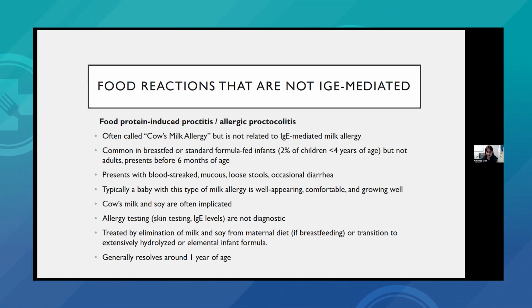Again, allergy testing, like the skin testing and IgE levels, are not diagnostic and aren't really helpful in this condition. The treatment is just eliminating milk and soy from the mom's diet if breastfeeding, or transitioning the baby to an extensively hydrolyzed or an elemental infant formula. And this generally resolves around 1 year of age, so it has a very good prognosis.